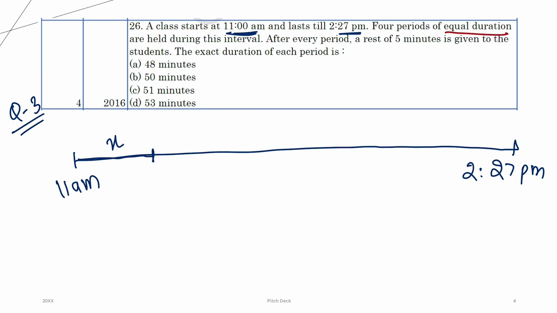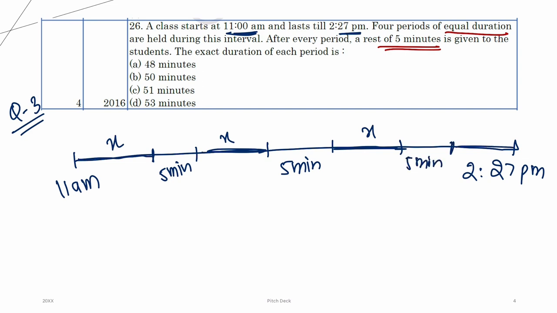And after each period, there was a rest of 5 minutes. So this is first period, then 5 minute break. This is second period, 5 minute break. This is third period, 5 minute break. And finally the fourth period, and the fourth period ended at 2:27. So there was no break needed at the end, right? So there were how many breaks? There were one, two, three. 3 breaks of 5 minutes each.